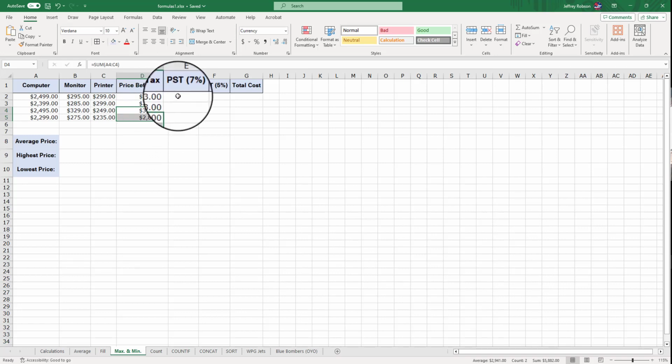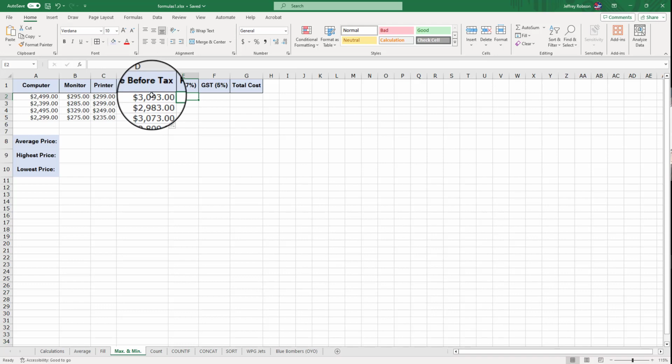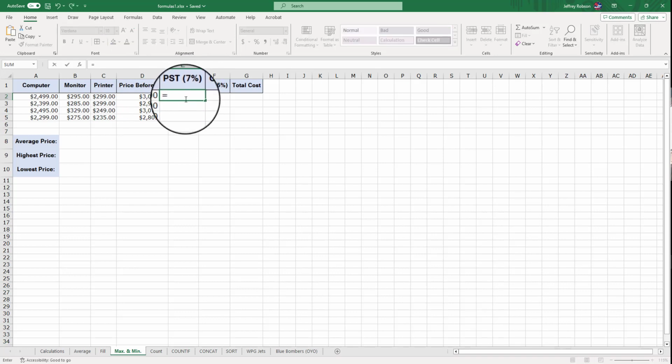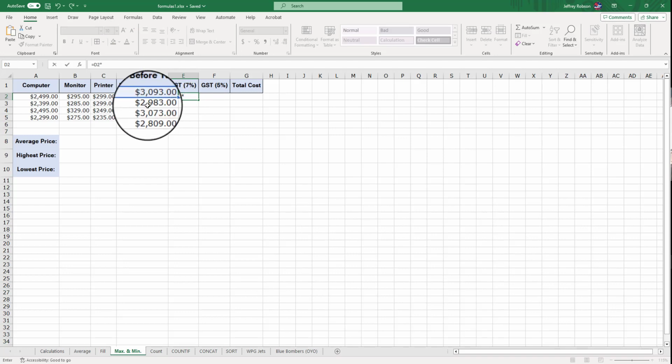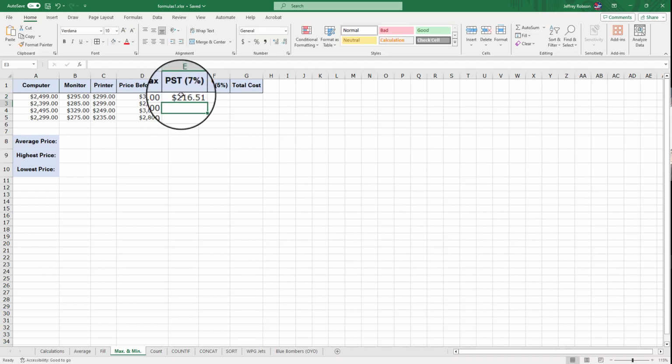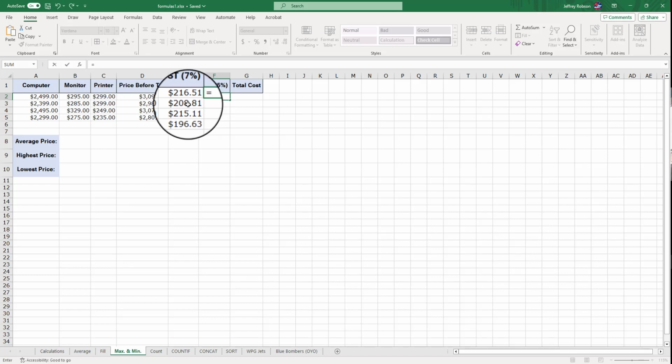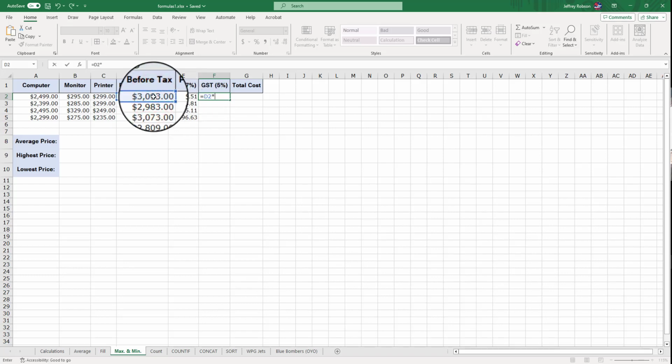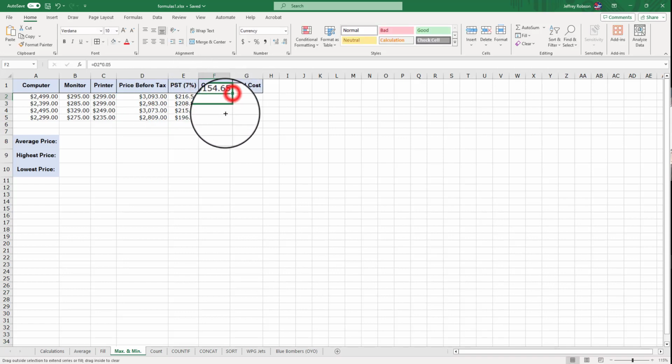Now we got to calculate the tax on those. So the total cost, the price before tax is here. We want to apply 7% tax to that. So again, we're going to go equals. We're going to take that number there and we're going to multiply it. To figure out 7%, we would multiply by 0.07 and enter. And then once again, fill handle magic, boom. This one is 5%, so it's exactly the same thing. So we take that price before tax, multiply 0.05 this time, and boom bitty boom.